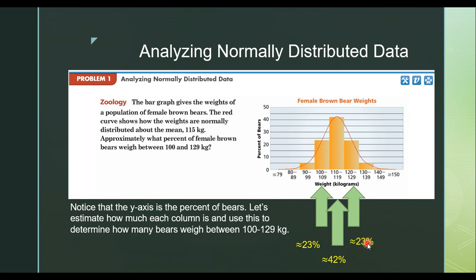So if I want to know what percent of female brown bears weigh between 100 and 129 kilograms, I could just add up this percentage plus this percentage plus this percentage. So if I do that, 23% plus 42% plus 23% is 88%. So in this chunk right here, which is a pretty big chunk, I can say that about 88% of female brown bears weigh between 100 and 129 kilograms. Pretty cool, huh? And not even that bad.